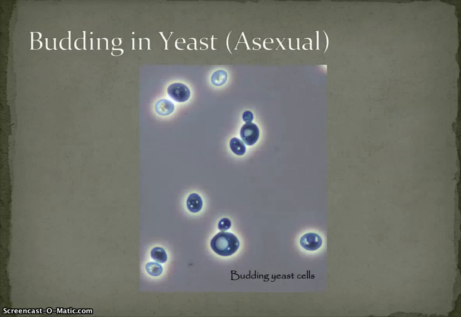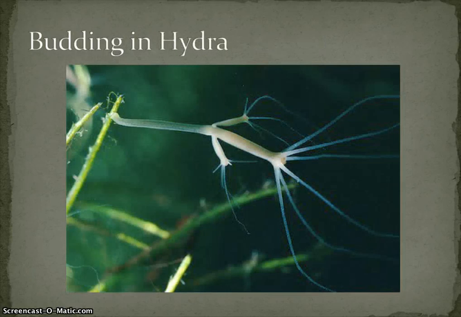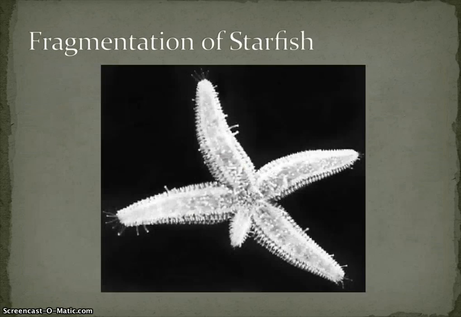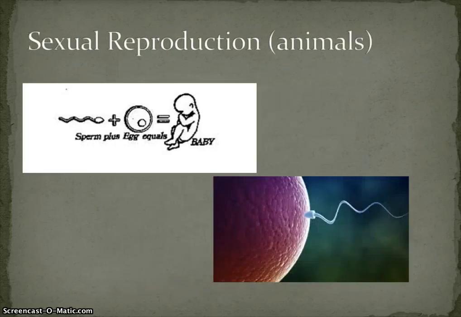Budding is also asexual, and it's found in yeast. Notice a little bud buds off of the original organism. It's smaller than its original cell, but it grows into a big one. Same thing for Hydra. The bud is a little piece budding off. Fragmentation is whenever an organism splits itself into fragments or pieces, and each fragment becomes a new individual. That can be found in flatworms and in starfish.